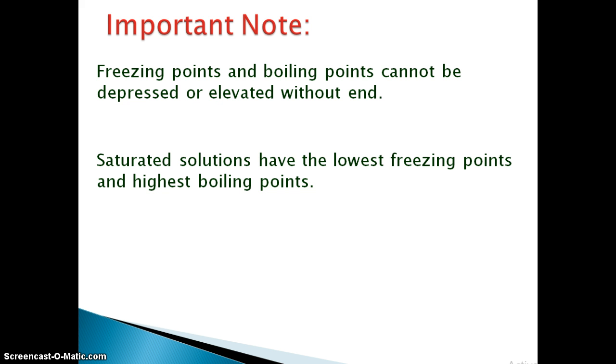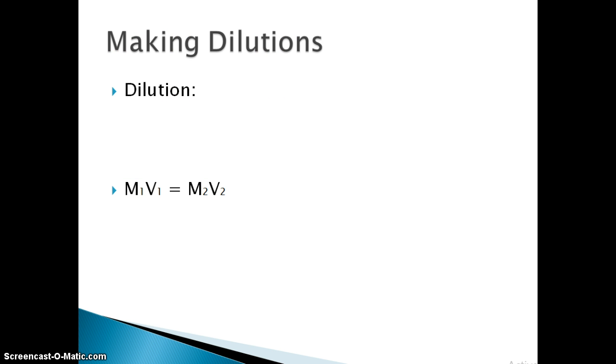Before we move on to our next concept, and our last concept that will be covered in this unit, which is how to make dilutions. One important thing that chemists often have to do is to take a solution that is at a current concentration and make other concentrations out of it, usually lower concentrations. And that process is called making a dilution.